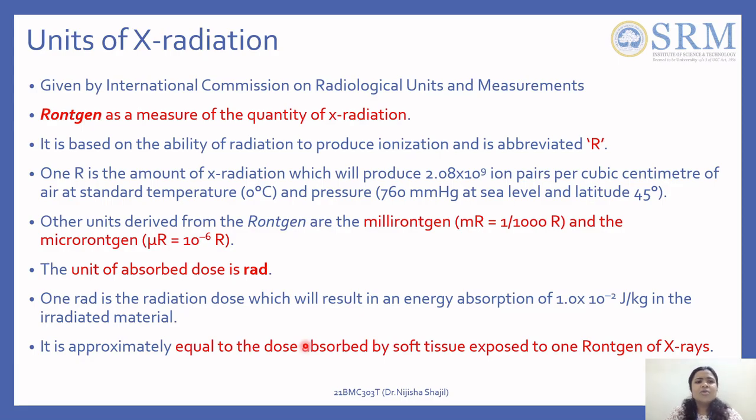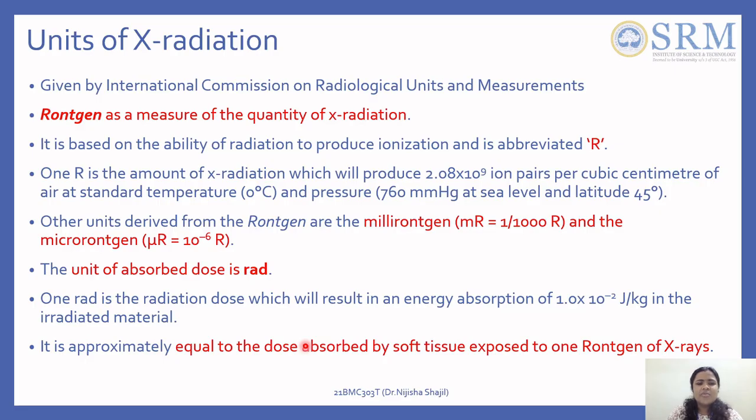So let us see what the units of X-ray radiation are. The International Commission has given Roentgen as a measure of the quantity of X-ray. Roentgen is the person who found out X-ray, so based on that, they have given the unit of radiation. The unit is Roentgen, and it is based on the ability of the radiation to produce ionization. This is how you define Roentgen, and you write it as R. So 1 R, like that you write it.